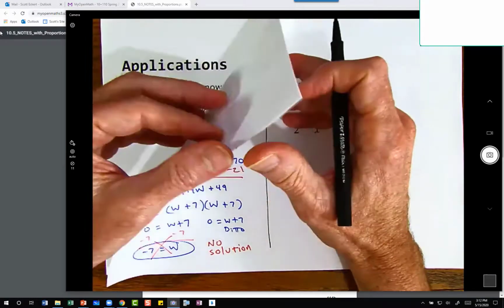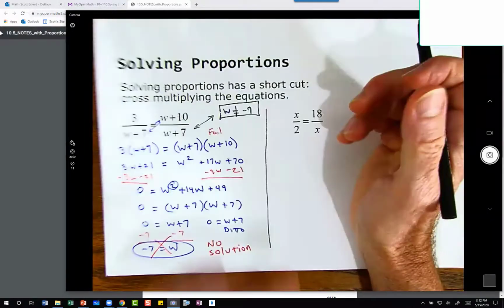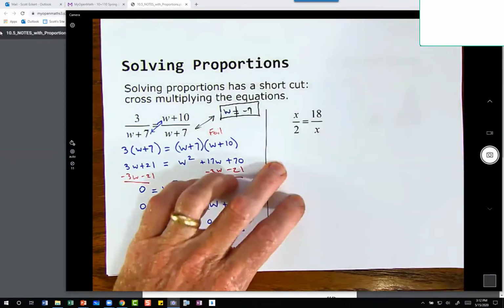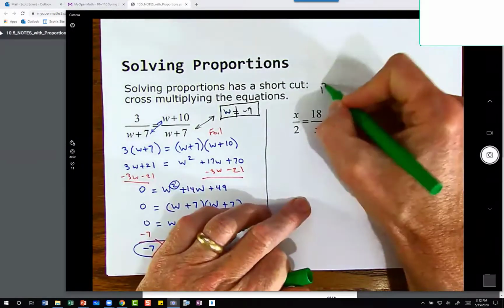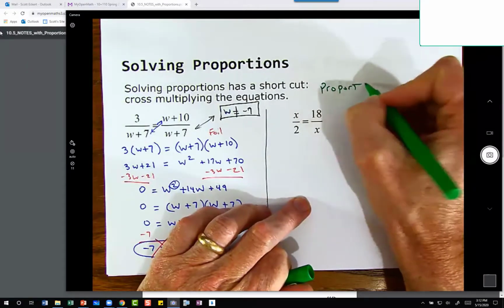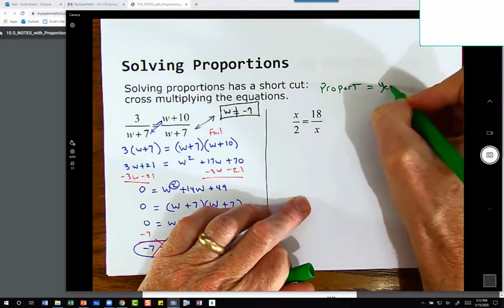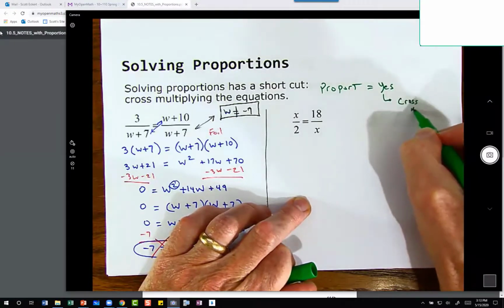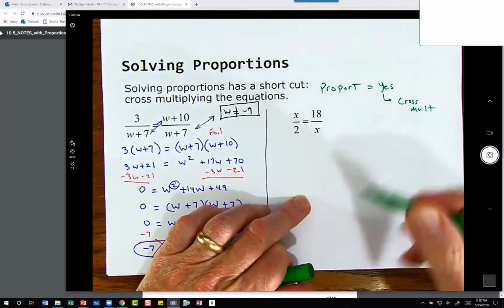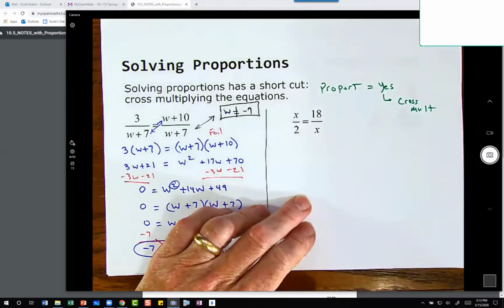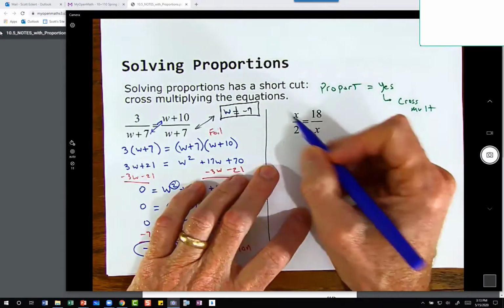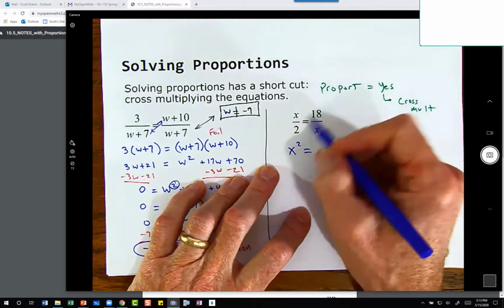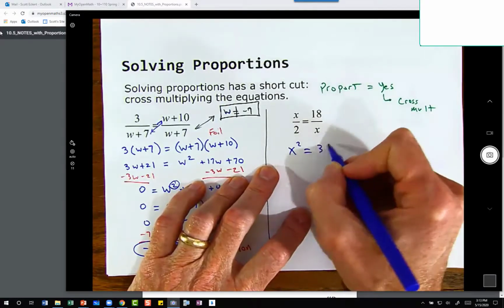Okay, one more of these. I'm going to pick up the speed a little bit because I think you got the idea. Is it a proportion? And the answer is yes. And because it's a proportion, we can cross multiply. So I multiply across one side, I get x squared. I put equals in the middle and then multiply on the other side, and I get 36.